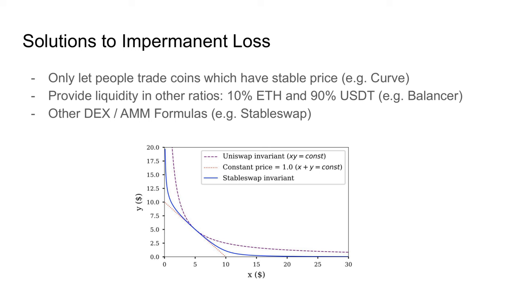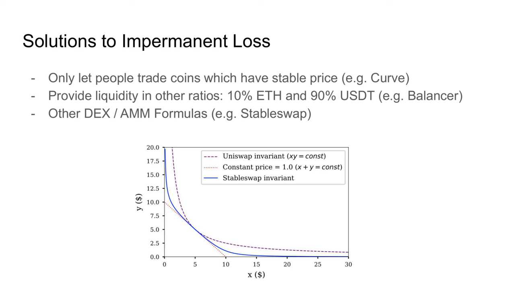Or another solution is to use a different formula. Just now we used XY equals to K, right? But nobody said we have to use that formula. As long as the formula can capture the notion of scarcity, you can use that formula. So, for example, stable swap uses a curve that looks something like that.